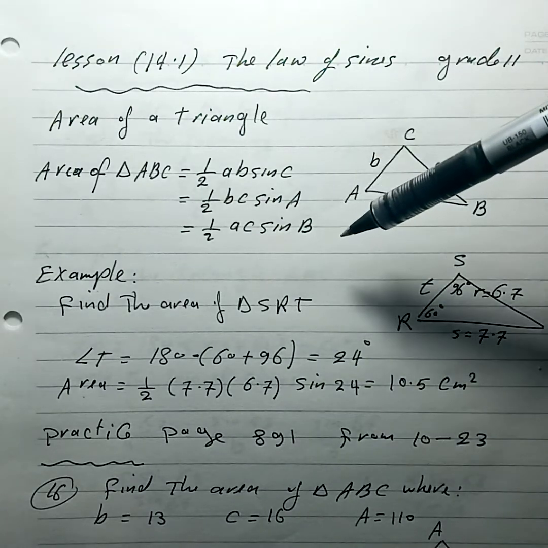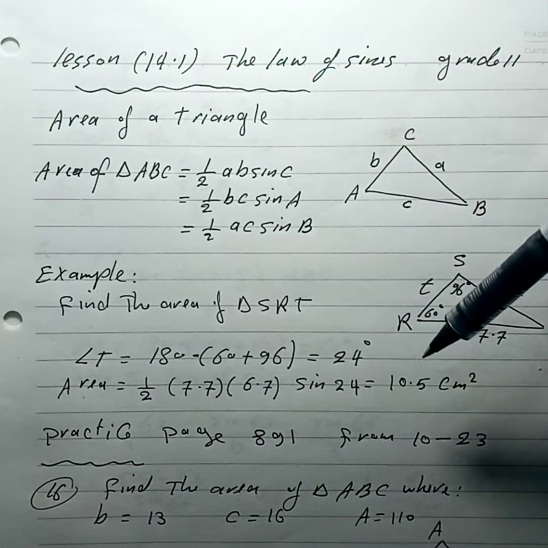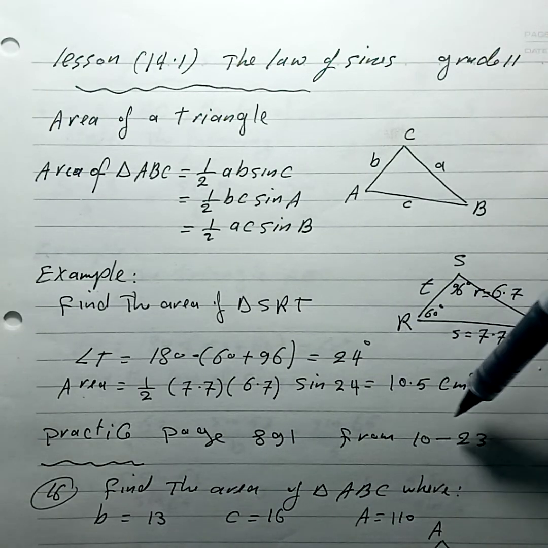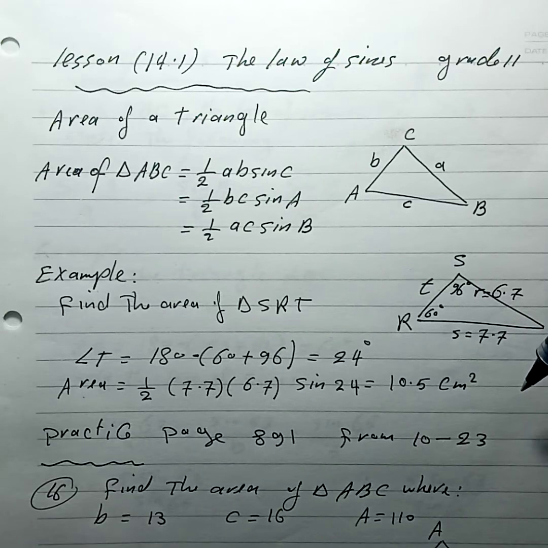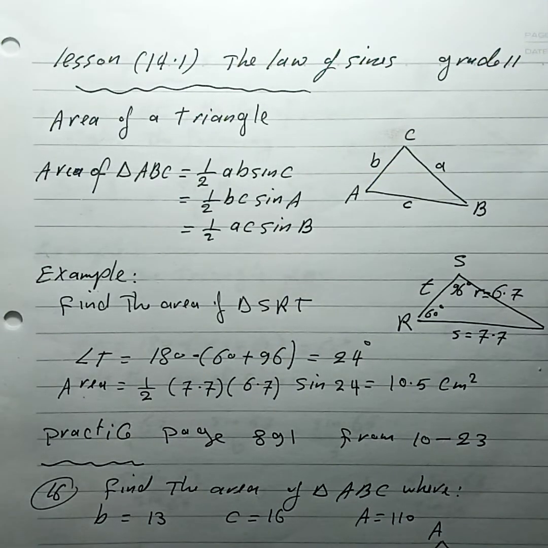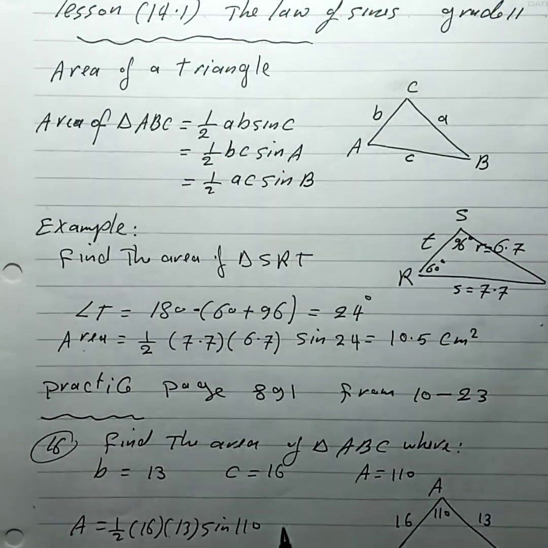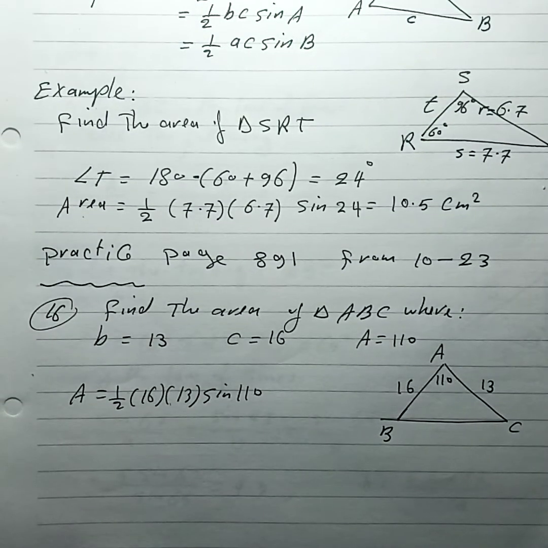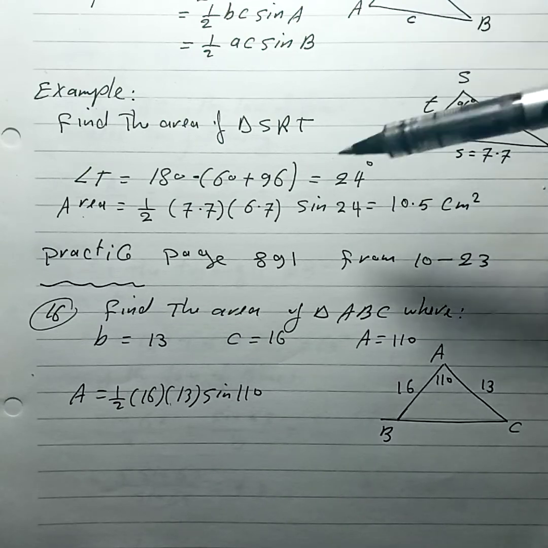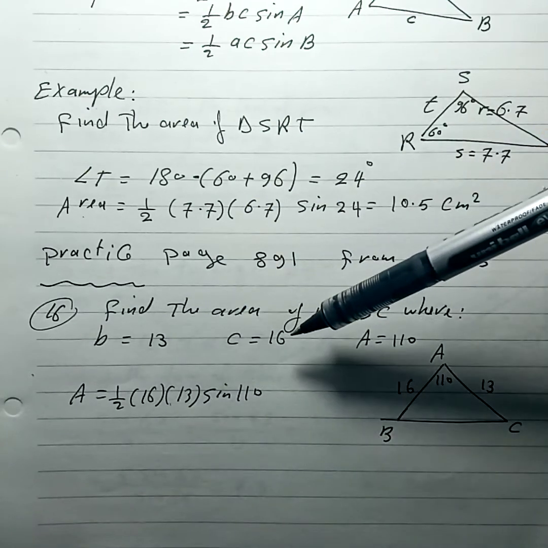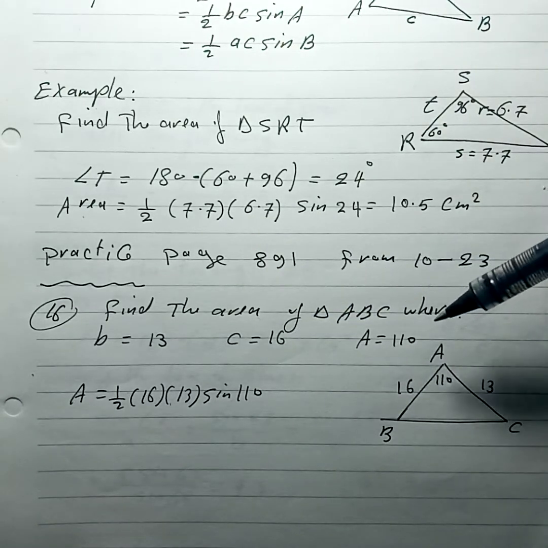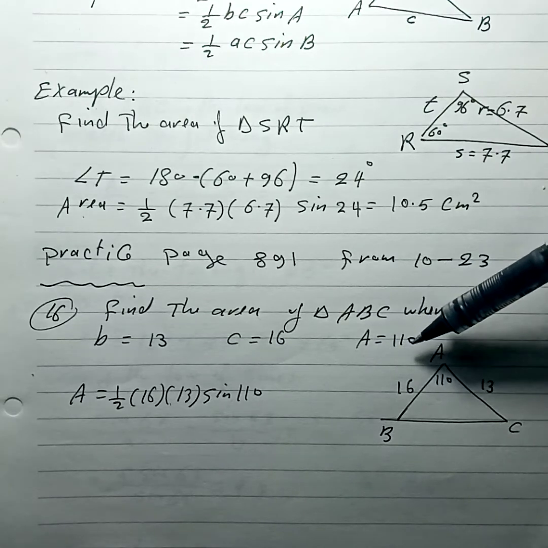This part has a practice on page 891, from 10 to 24. Let me take number 16 as an example. Find the area of the triangle ABC where b equals 13. Small b means the side which is opposite to the angle B. Small c means the side which is opposite to the angle C. And capital A means angle A equals 100.